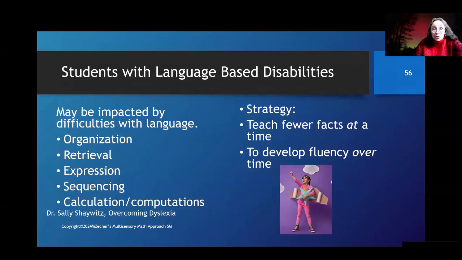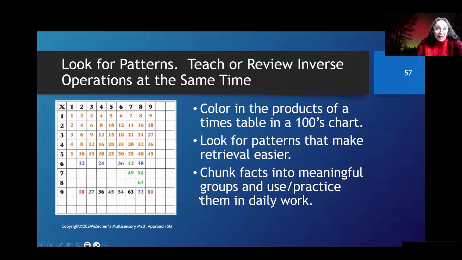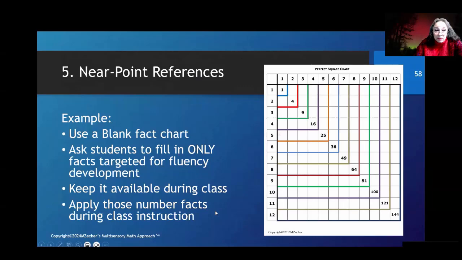Students with dyslexia or language-based learning disabilities have trouble with the language of math. And that's why your language must be concise, repetitive, retrievable, because you're building the internal monologue for those students to work independently. Look for patterns within the times table chart. Chunk facts into meaningful groups for practice and daily work. Give them a blank times table chart and have them write those at the beginning of the period so that they can begin to use them during class and have them available.